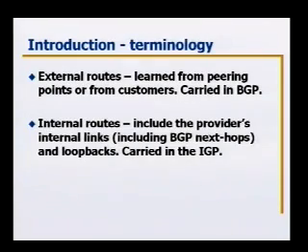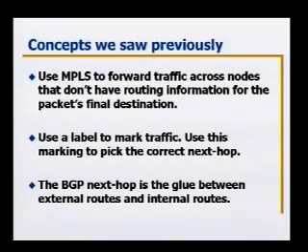So when talking about these hierarchical applications for VPNs, we need to introduce a new concept, the external routes versus internal routes. So external routes are routes learned from peering points or from customers, and they're usually carried in BGP. And internal routes include the provider's internal links, including the BGP next hop and the loopbacks, and they're carried in the IGP.